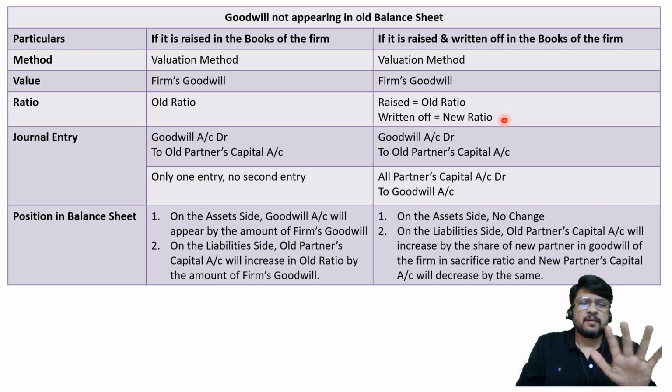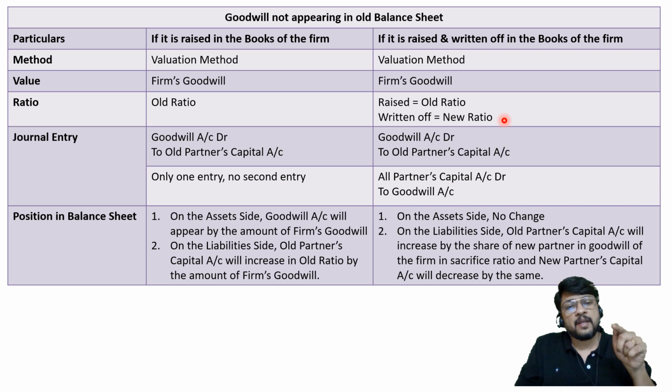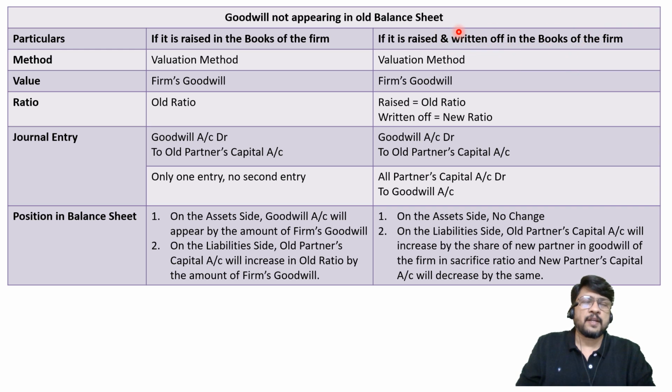But in 12th standard, no need to consider too much about it. Just remember, first entry, goodwill account debit to old partners capital account in old ratio, and all partners capital account debit to goodwill account in new ratio. But these two entries to be passed only if it is clearly mentioned that goodwill is raised and the partners decided to write it off. If the partners have not decided to write it off, if there is no adjustment about writing it off, then we can follow this method only for an entry, goodwill account debit to old partners capital account.